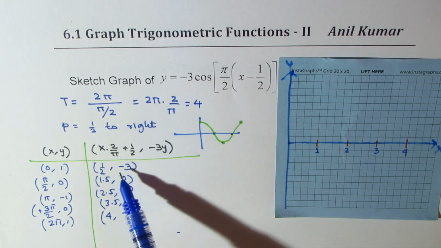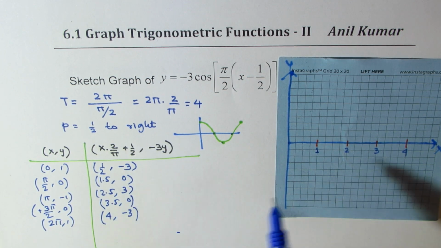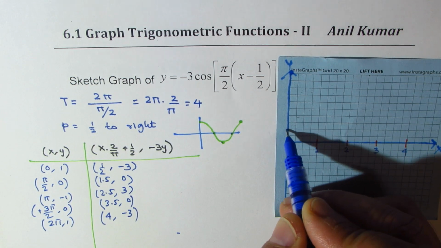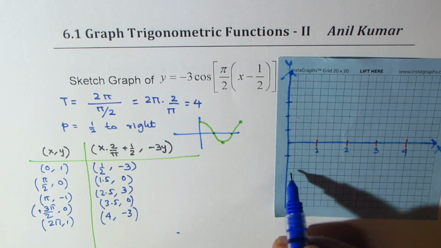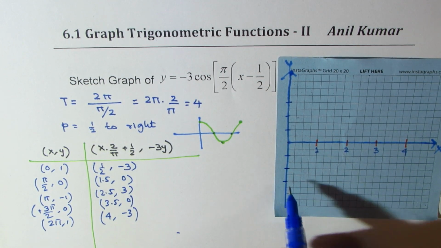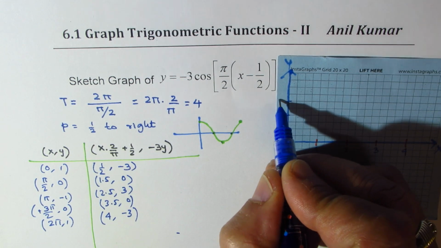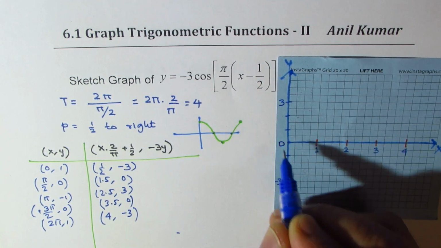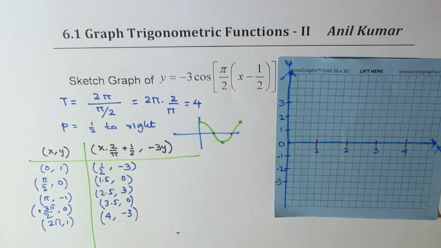Now we're looking into the y values going from minus 3 to plus 3, right? That's what it is. So we can have 1, 2, 3. Now in this case, minus 1, minus 2, minus 3. So this is our minus 3, and that is plus 3. This is 0 for us. Correct? So that is how you can label and then sketch.